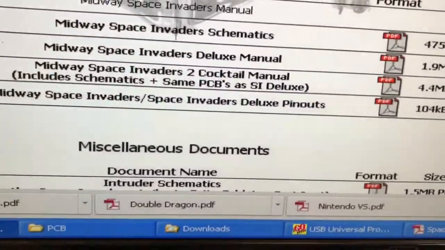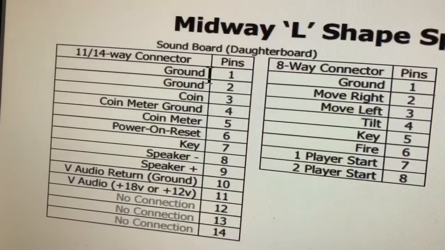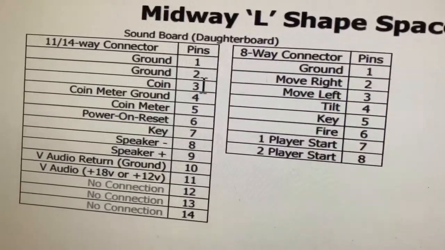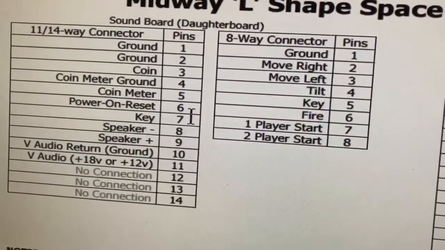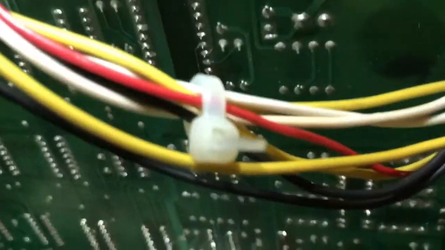Which one is coin 1? Let's go back to this site here and get the pin out. Midway, Space Invaders pinouts. Pin out, here we go. Where's the coin? Coin. That's coin meter. Coin is pin 3 on the 11 to 14 connector. So we've got ground. Where's the key? Key's at 7. So you just have to know which way round you're going. So pin 3. We don't have a pin 3 on there. So what I'll do is I'll take the thing off the end. Sorry, just put you down just for a second. Apologise. So I can take it off the end of the scope probe.